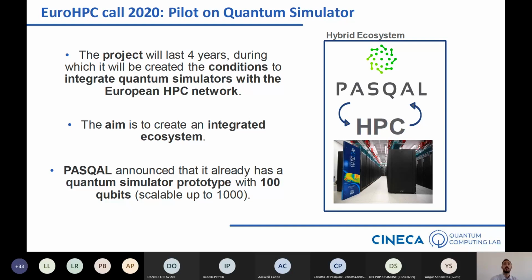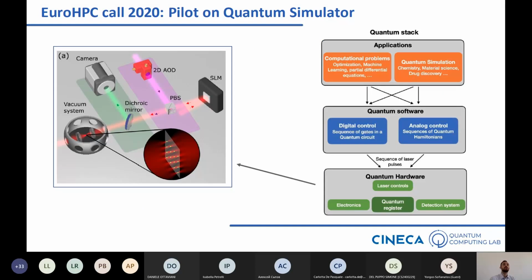Let me show you what the quantum stack is, what the different levels of the quantum stack are that this Pilot on Quantum Simulator project proposes.